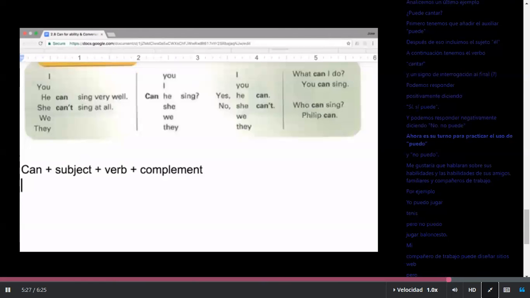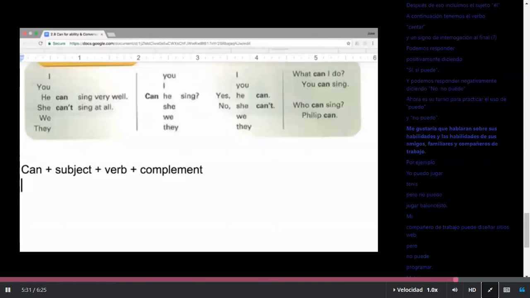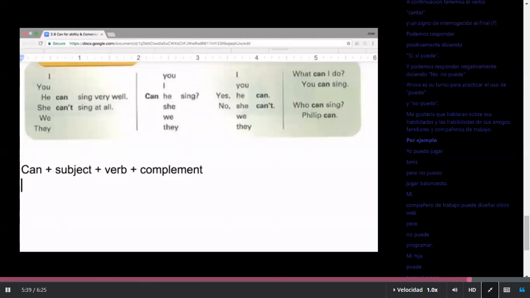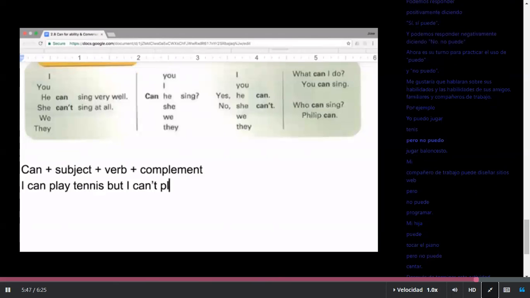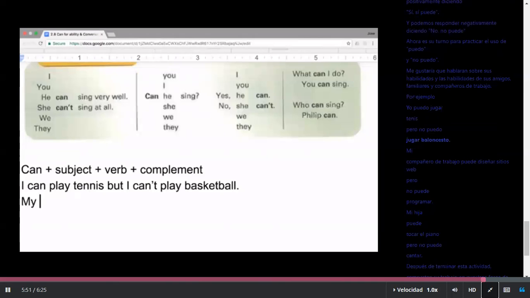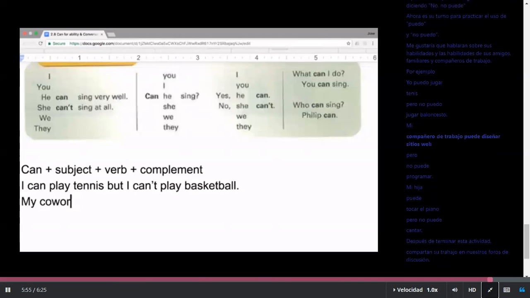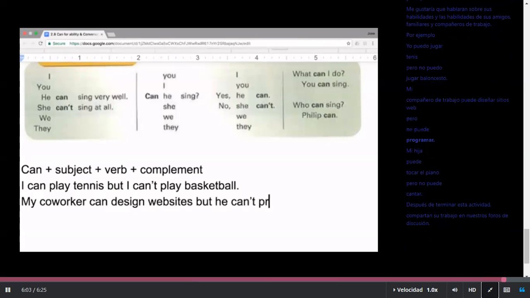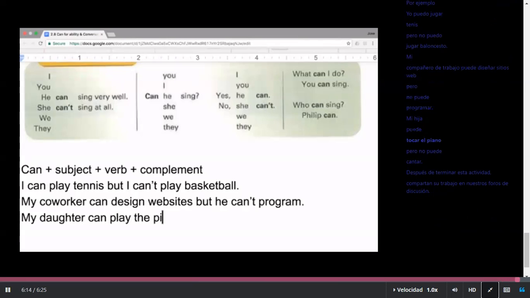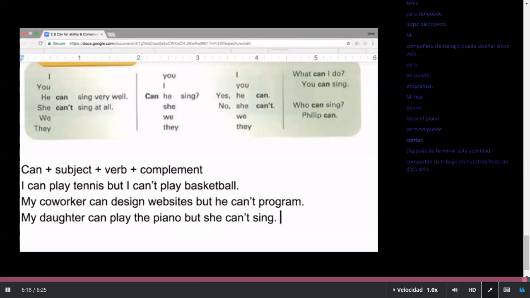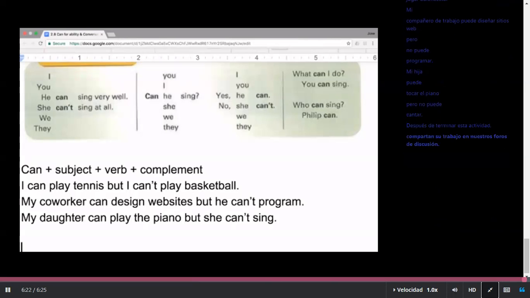Now it's your turn to practice using can and can't. I would like for you to talk about your abilities and the abilities of your friends, family, and co-workers. For example, I can play tennis, but I can't play basketball. My coworker can design websites, but he can't program. My daughter can play the piano, but she can't sing. After you finish this activity, share your work in our discussion forums.